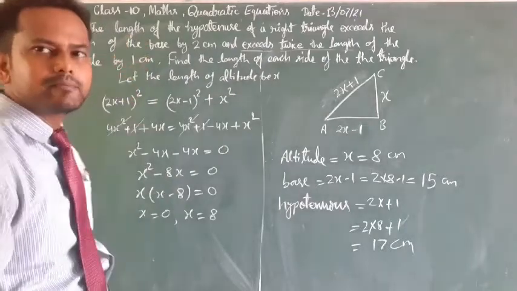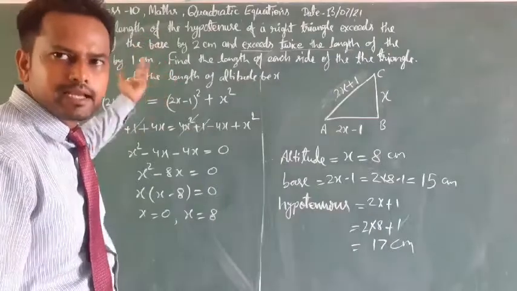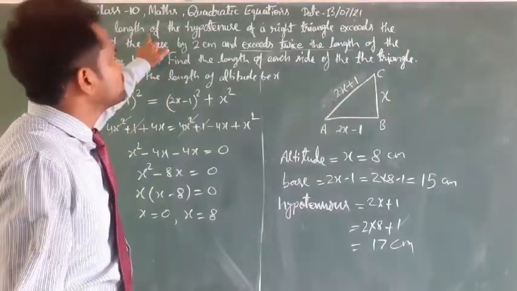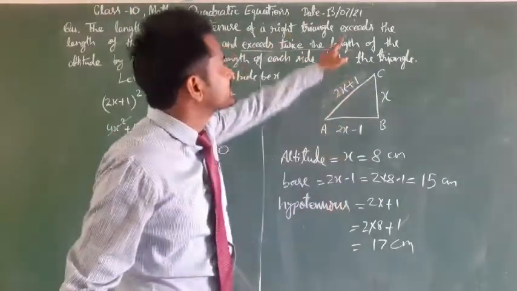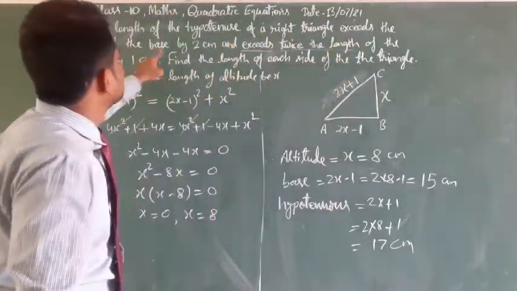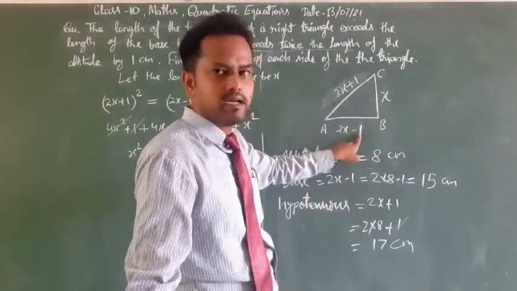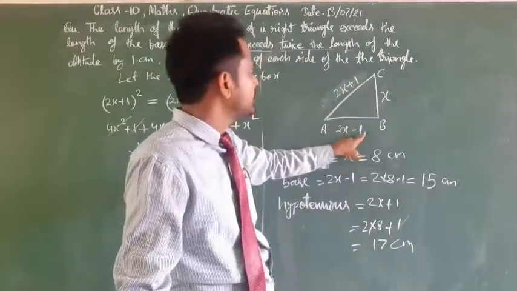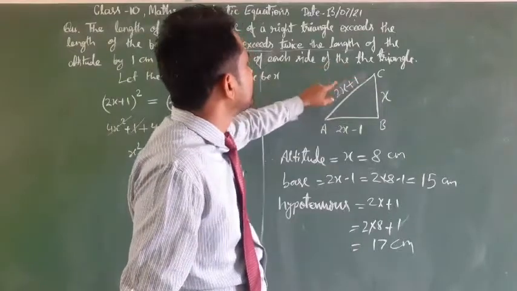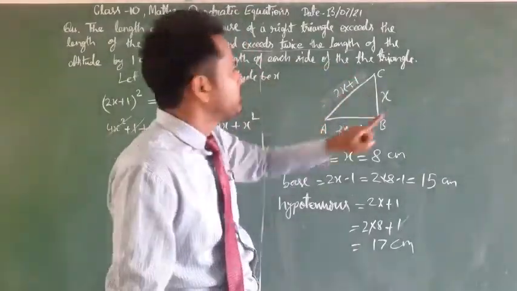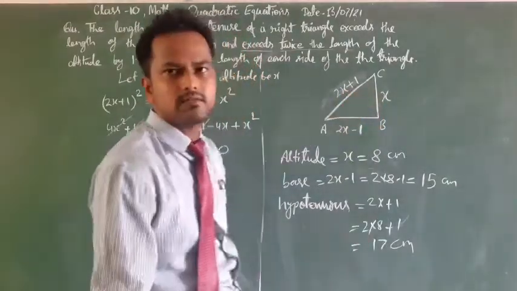So read this statement very carefully and try to find out. I am going to explain again. The length of the hypotenuse of the right triangle, that means AC, exceeds the length of the base by 2 centimeter. Here the base is 2x minus 1 and add 2, then you get 2x plus 1, and the length of the hypotenuse exceeds by 1 its altitude, that means 2x plus 1.